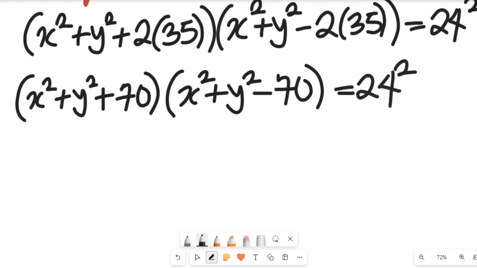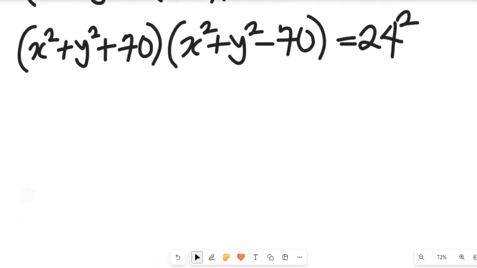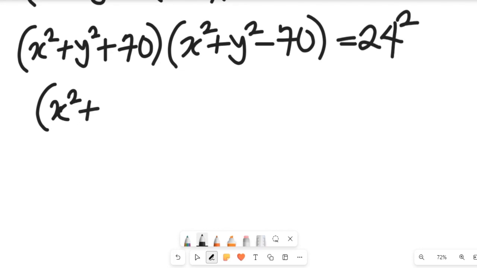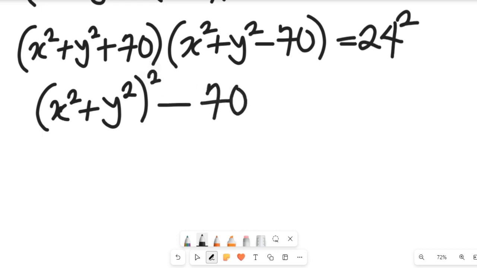Now come to look at these two expressions. You come to see that they are typical of a difference of two squares. Why do I say that? These two expressions will give us x squared plus y squared, all squared, minus 70 squared, and this will be equal to 24 squared.